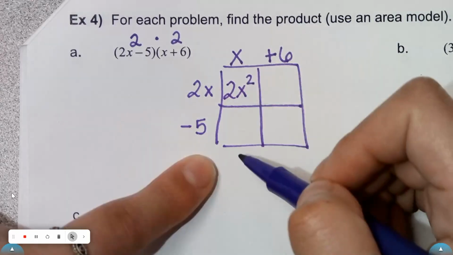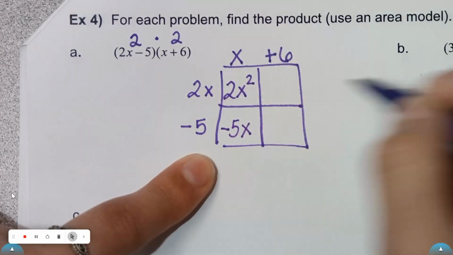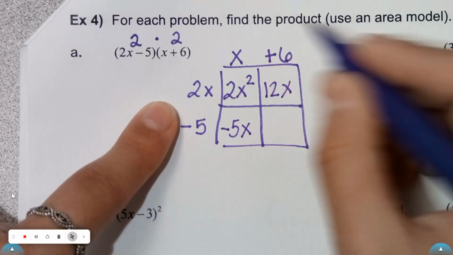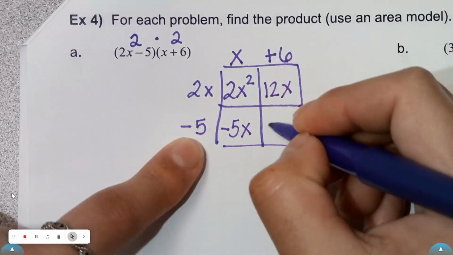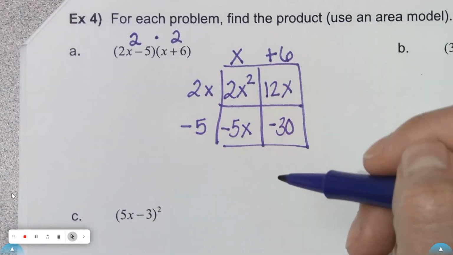Okay, x times negative 5 is negative 5x. 6 times 2x is 12x. And 6 times negative 5 is negative 30. So you're always multiplying to get inside of the box.